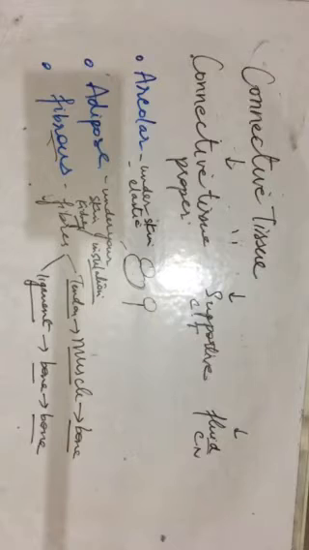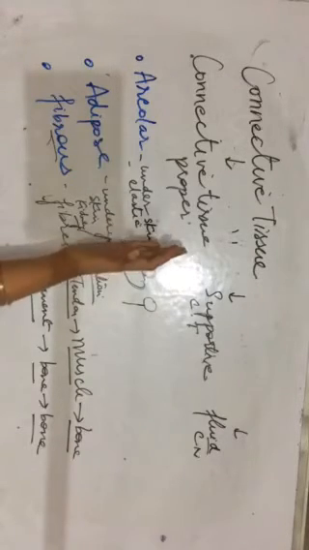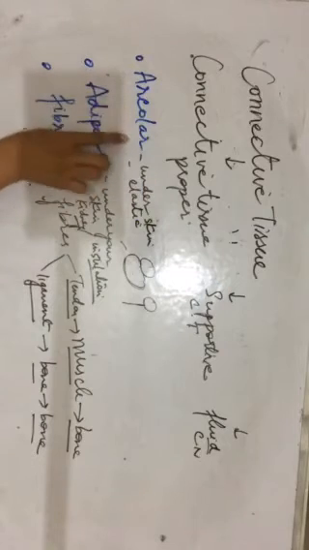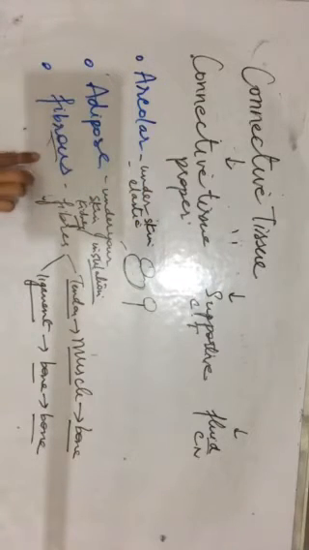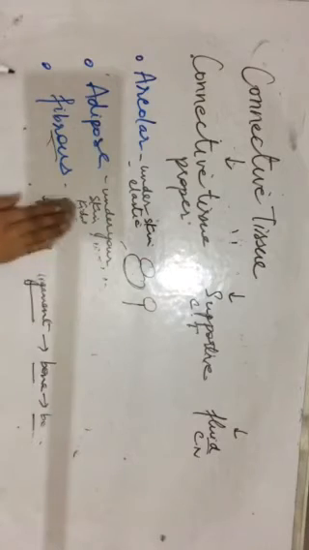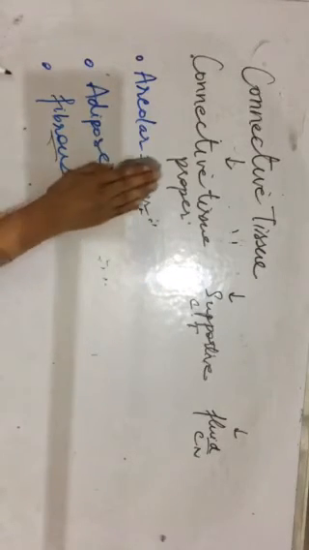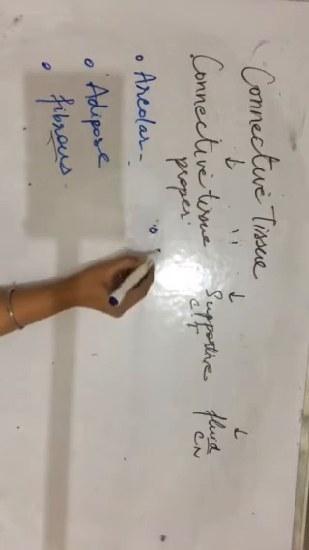Okay, so connective tissue is of three types. We discussed the first type, connective tissue proper. It is of three types: areolar, adipose, and fibrous. Moving to supporting connective tissue, or supportive connective tissue, it is of two types. Number one is your cartilage, and number two is bone.